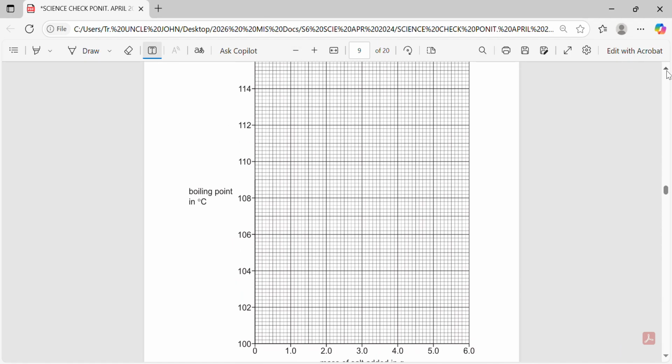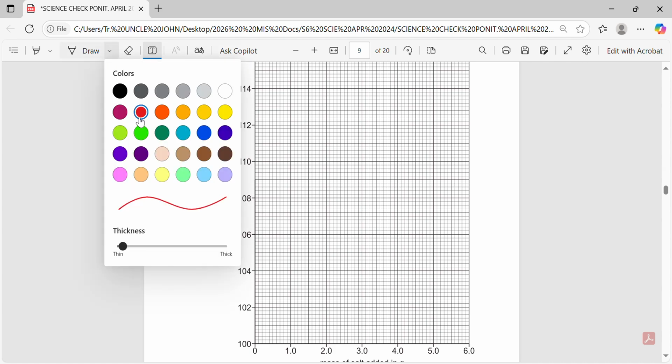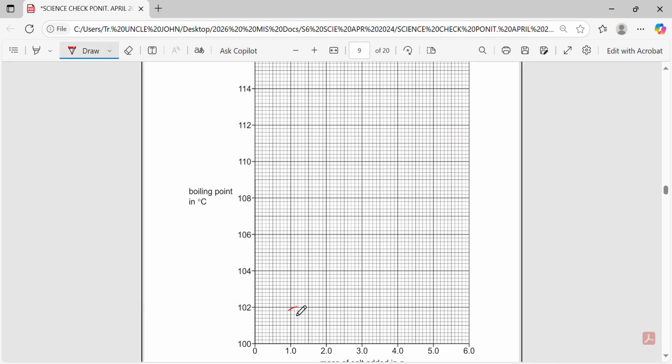We can plot it. 1 is equivalent to 102. 1.0 is supposed to be, yeah, you can put a dot, or you can put any other mark. We go to 2. 2 is with 104.